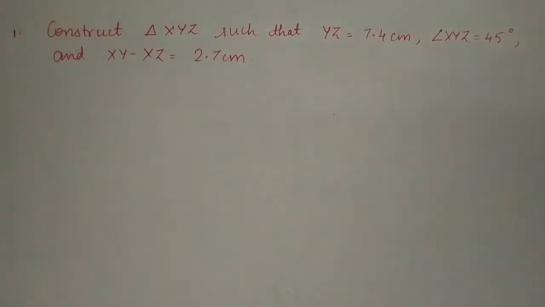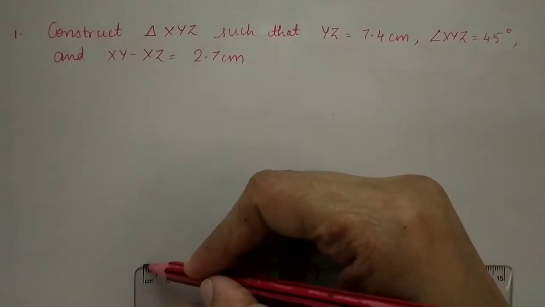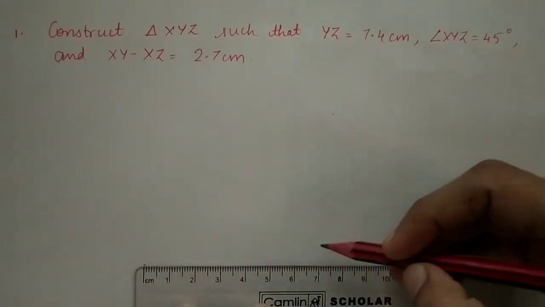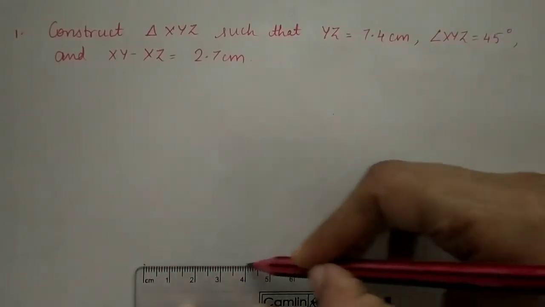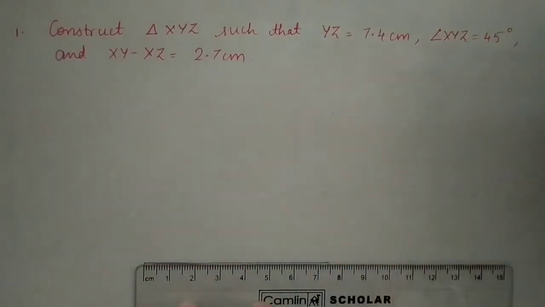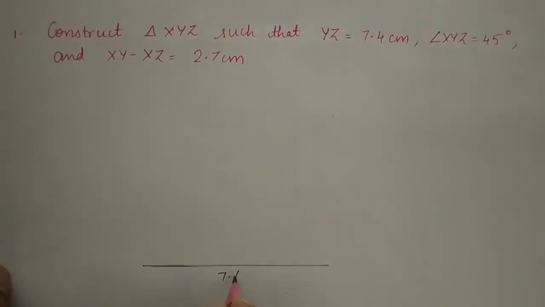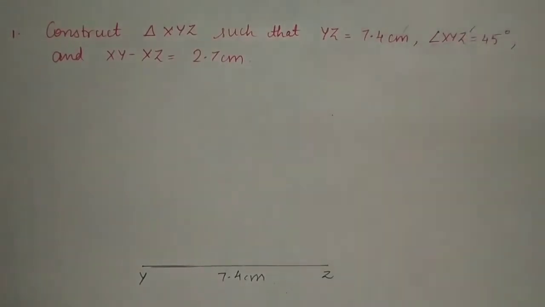First we'll be taking the base of 7.4. So I take this ruler and I draw a base of 7.4. This is the segment of length 7.4 centimeters. I name it Y and Z. After doing this, now we'll be using this.